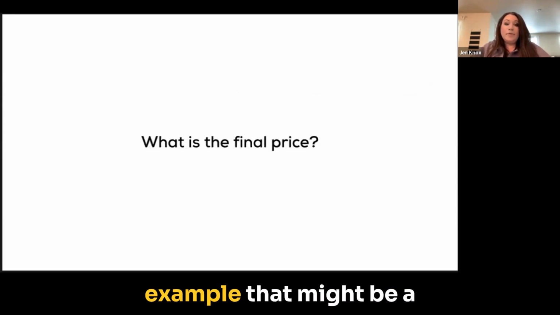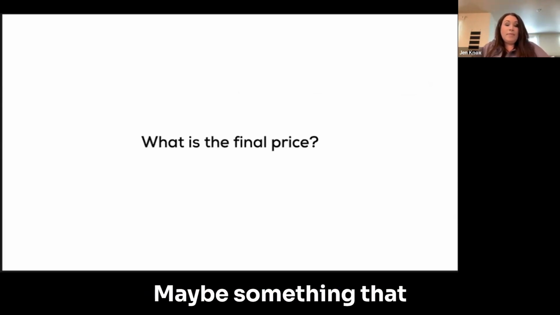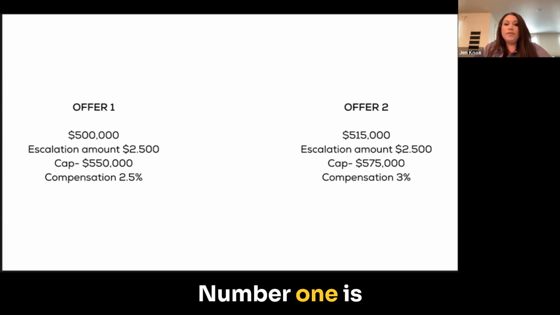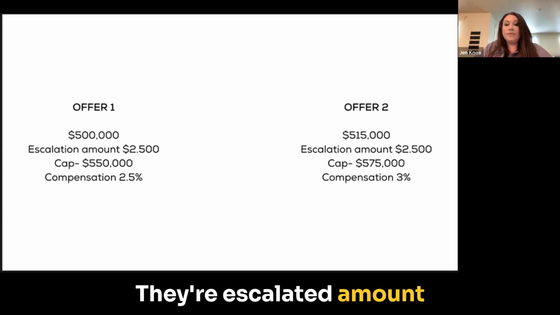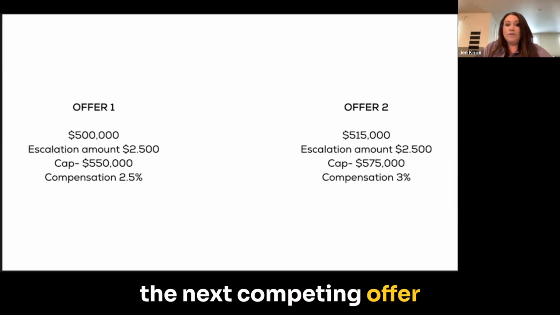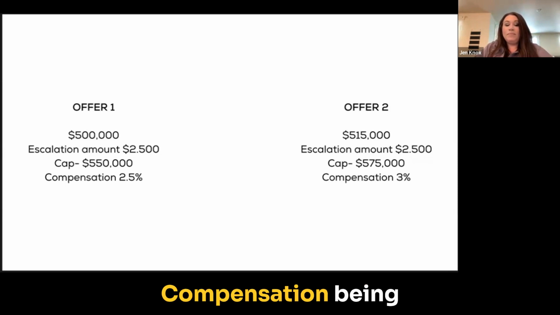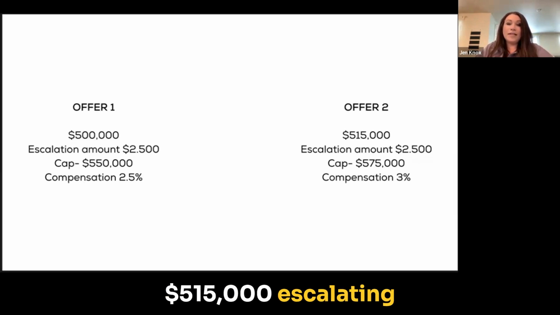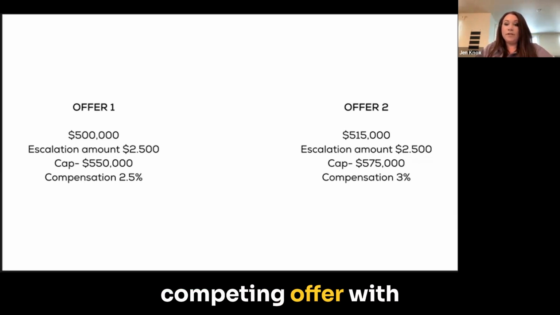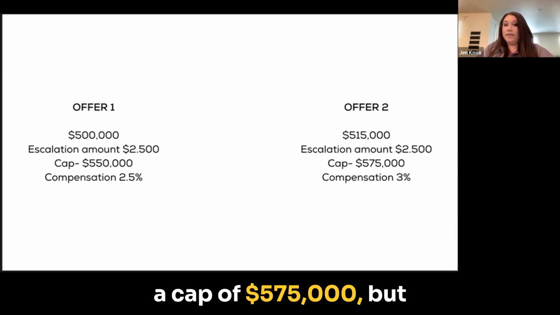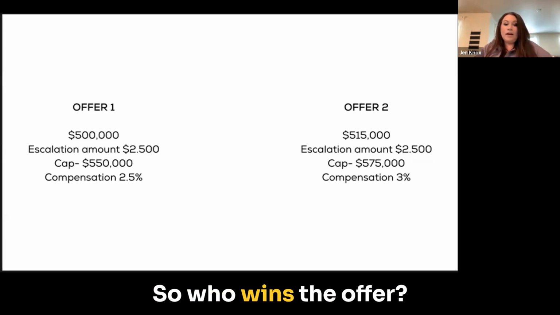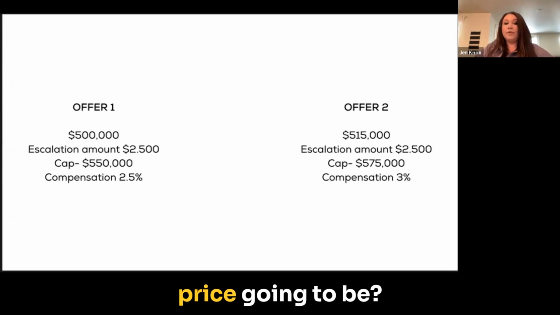So let's look at another example that might be a little bit more realistic. Maybe something where we have a little bit more clarity on who really is the higher offer and who is not. So here's a situation. Offer number 1 is starting at $500. Their escalated amount is going to be $2,500 over the next competing offer with a cap of $550. Compensation being asked for is 2.5%. Offer number 2 is starting their offer at $515, escalating $2,500 over the next competing offer with a cap of $575, but they're asking for more compensation than the competing offer by putting down 3. So who wins the offer? What is the final purchase price going to be?